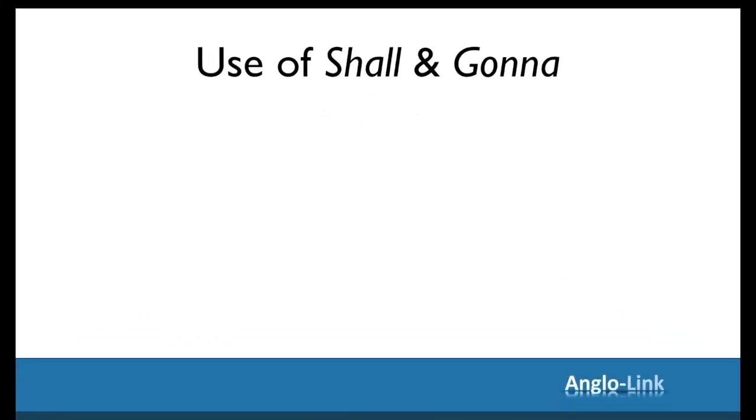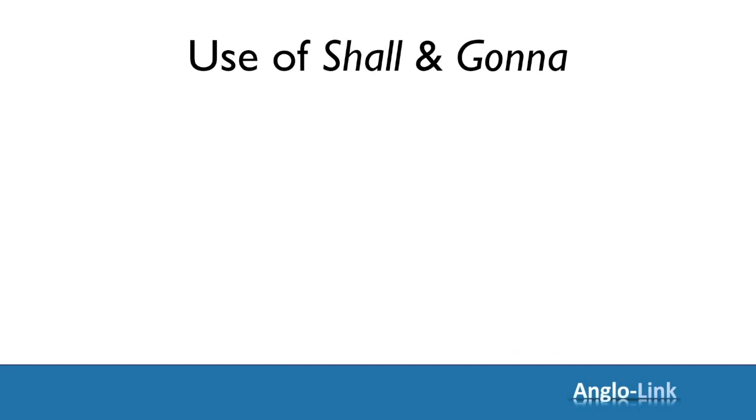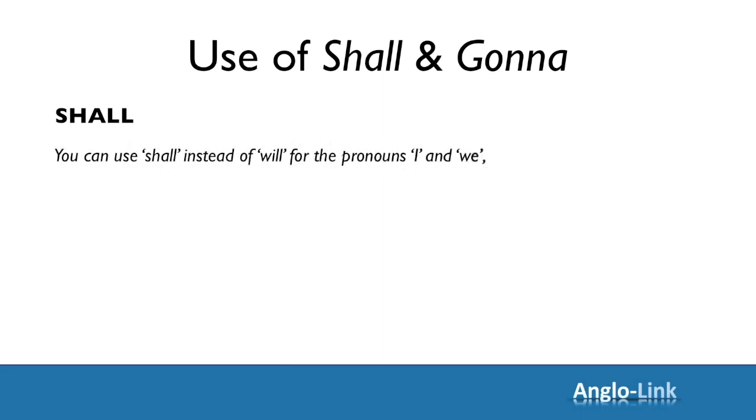Well, that should have clarified the differences between will and going to for you. Before we move on, I'd just like to point out two words that you will come across quite often. One is shall, and the other is gonna. Now, shall is a very formal word if used for the future tense. It goes with the pronouns I and we. But if you use it, you will sound quite formal. You will be correct, but formal.